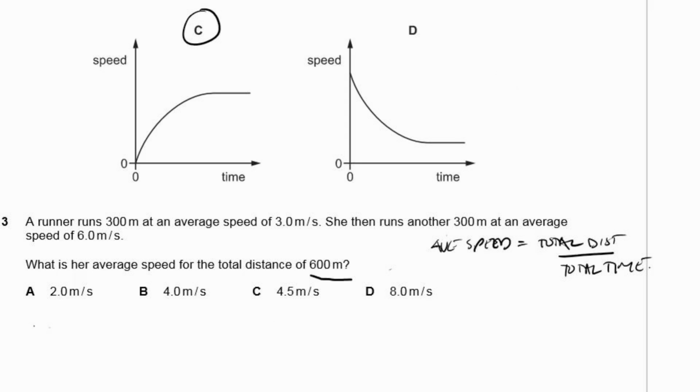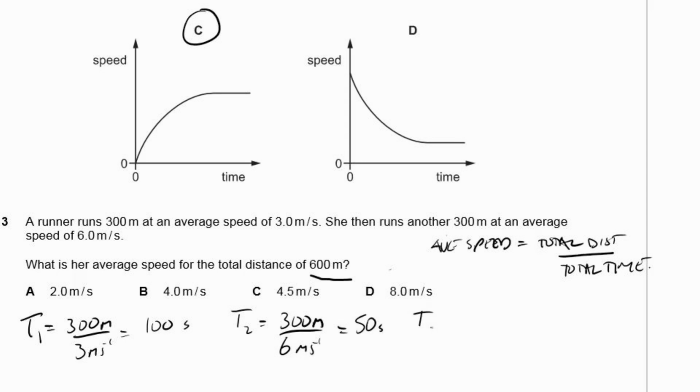So we get time 1 is going to be 300 meters divided by 3 meters per second, which is 100 seconds. Time 2 will be the remaining 300 meters divided by 6 meters per second, which will give us a time taken of 50 seconds. So the total time is 100 plus 50 seconds, which is 150 seconds. So the average speed can now be calculated. The total distance, 600 meters, divided by 150 seconds, will give us 4 meters per second, which is option B.